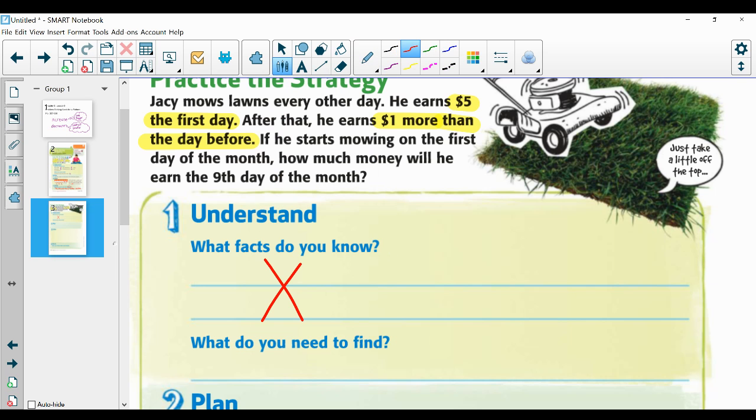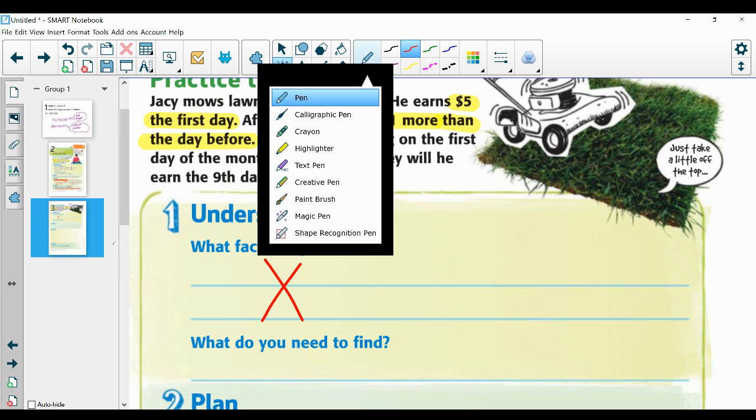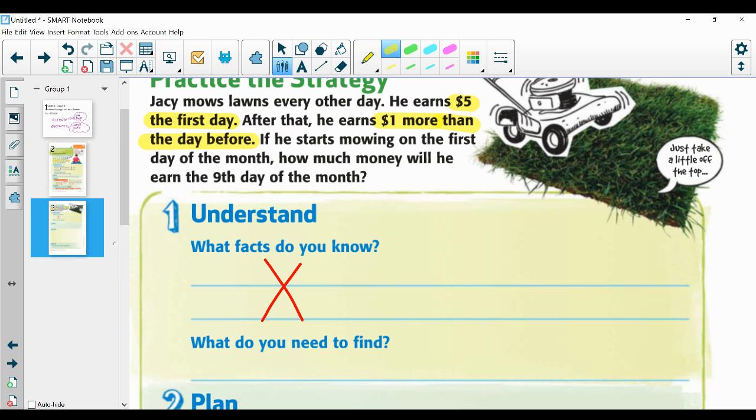Okay. What do you need to find? Well, that's our question. So I'm going to grab my thin highlighter and I'm going to go underneath my question. Now my question is embedded in a longer sentence, so I need to find the question. So I'm going to start highlighting under the question mark, and I'm going to read words backwards until I find a question word. Month, the, of, day, 9th, the, earn. He will, money, much, how.